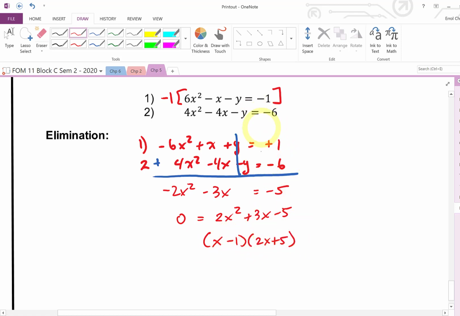So pick a strategy that you like. But make sure that when you do the test, if I ask for elimination, you have to show me elimination. And if I ask for substitution, you have to use substitution. Okay? And hopefully this makes sense.